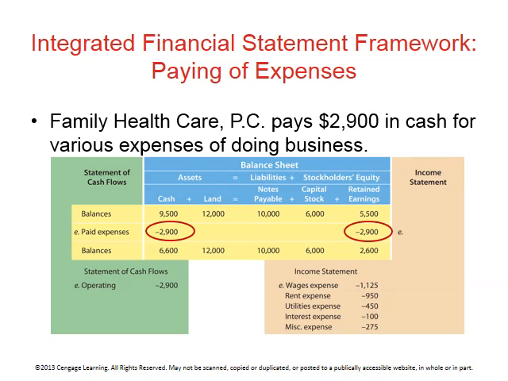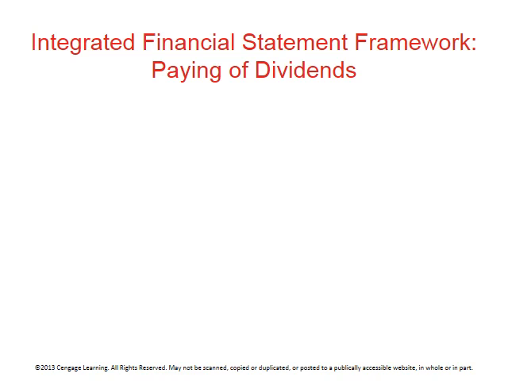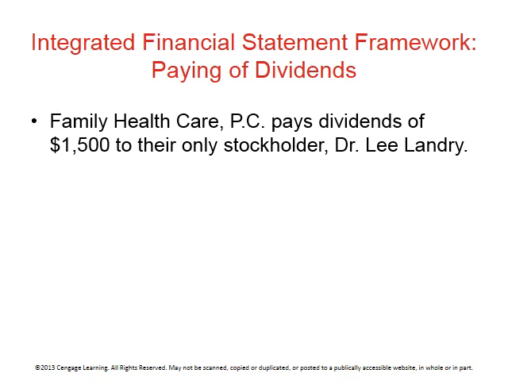Again, we decreased cash $2,900 because cash went out the door. We decreased retained earnings $2,900 because it's expenses. Now we're going to pay some dividends to our stockholder. So we're going to pay dividends of $1,500 to our stockholder, Lee Landry.